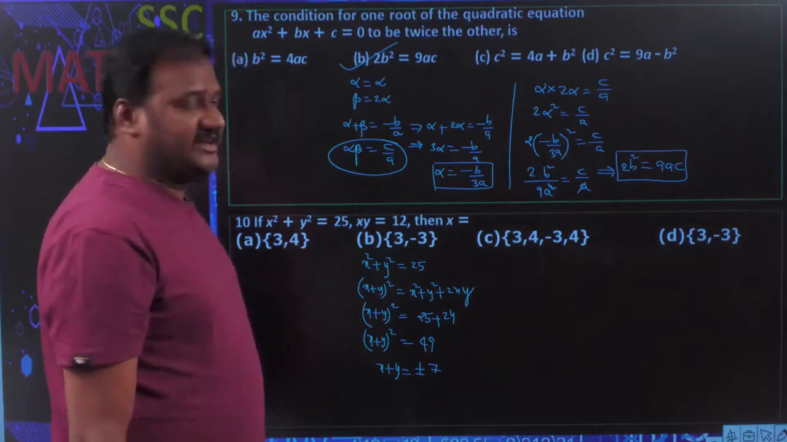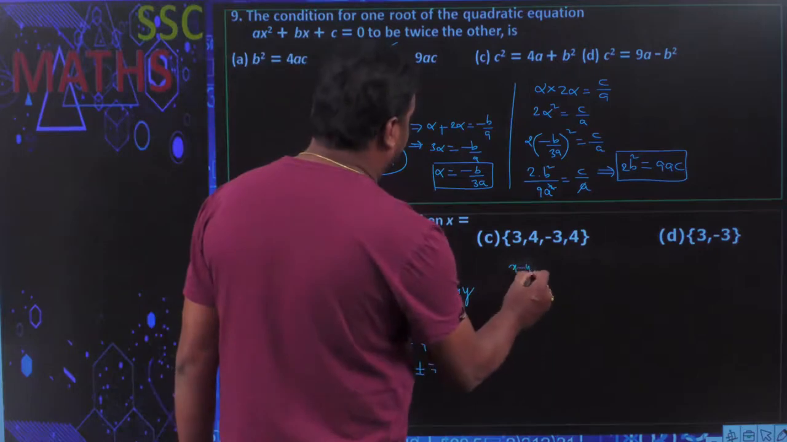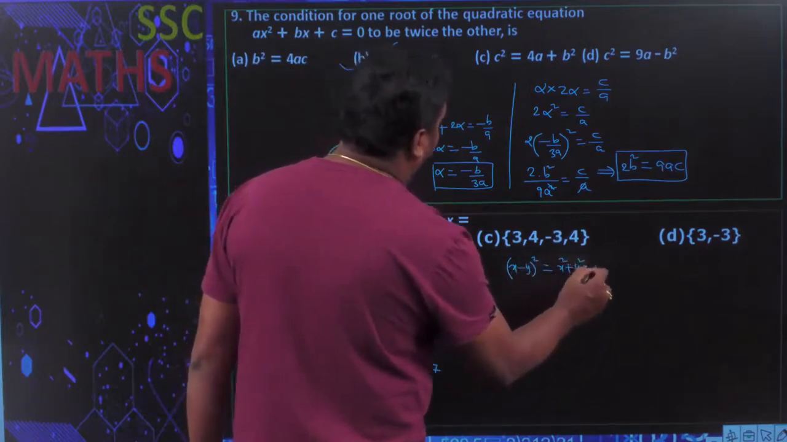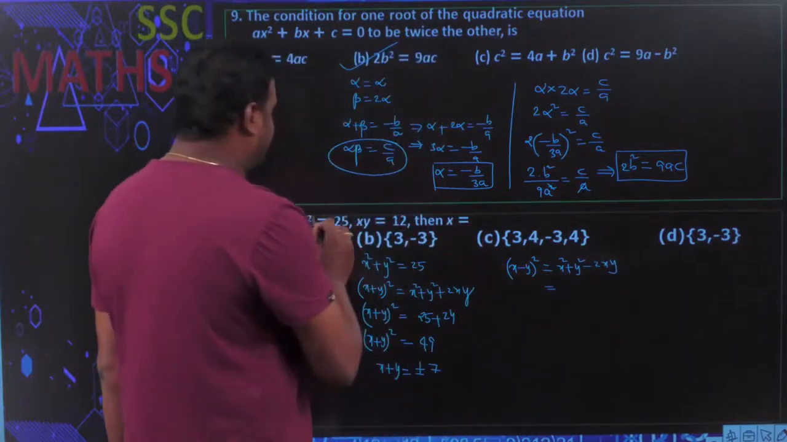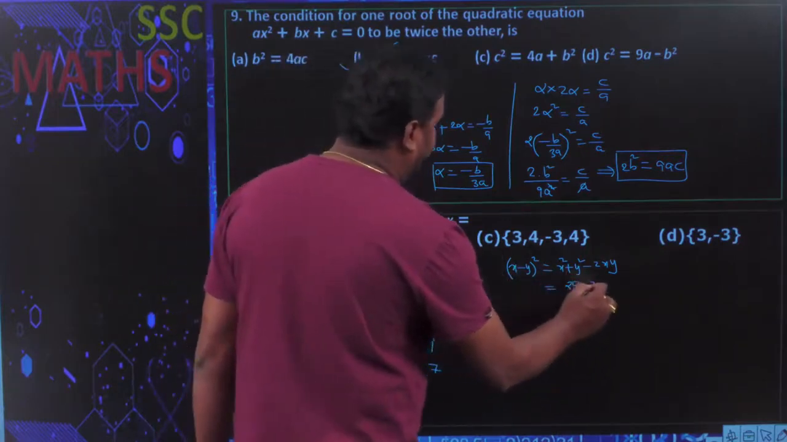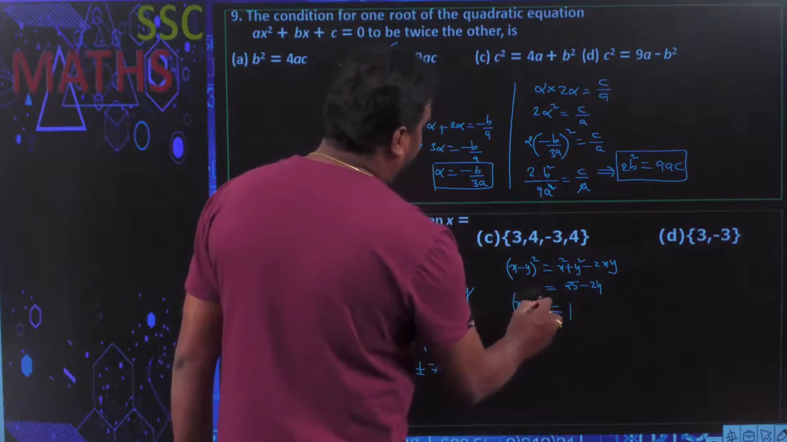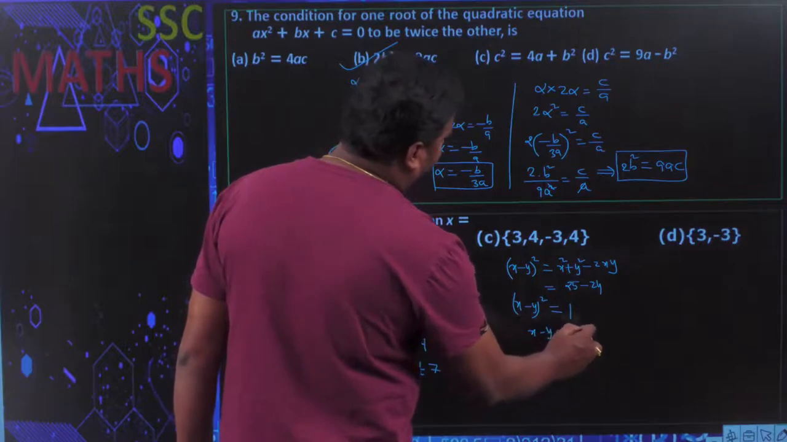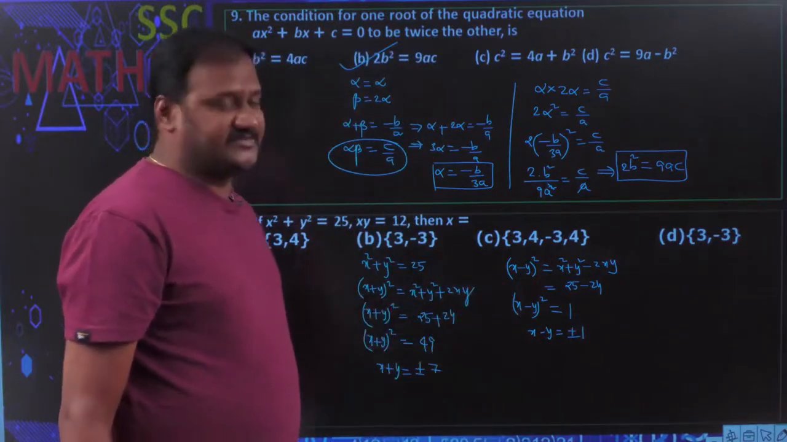Similarly, can I get the value of x minus y? Yes, I can get it by taking x minus y whole square. x minus y whole square is equal to x square plus y square minus 2xy. Right? So x square plus y square is again 25 minus 2xy, 2 into 12 is equal to 24. 25 minus 24 equal to 1, that is x minus y whole square. x minus y whole square equal to 1, so x minus y is equal to plus or minus 1. See here, x plus y has two values and x minus y has two values.